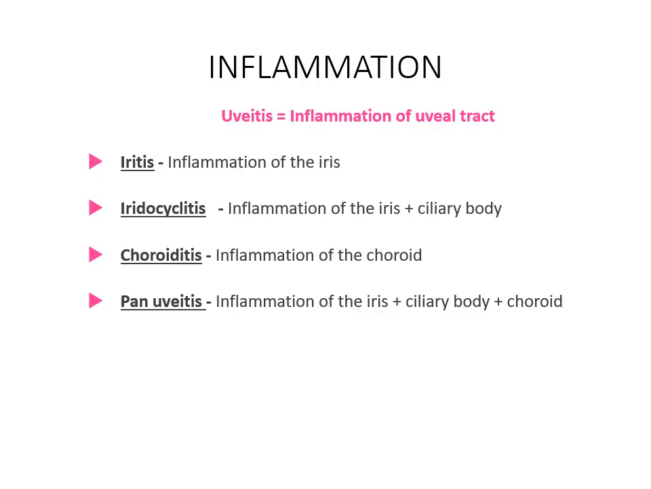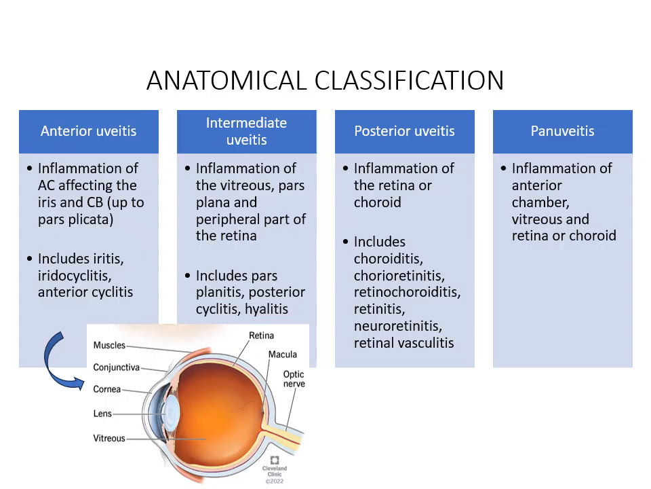Now, just a couple of slides on the terminology about the inflammation of the uveal tract. Okay, so uveitis is inflammation of the uveal tract. It is a non-specific term, and these are the specific terms: iritis for the iris, iridocyclitis for iris and the ciliary body, choroiditis for the choroid, panuveitis if all the layers of the uveal tract are involved.